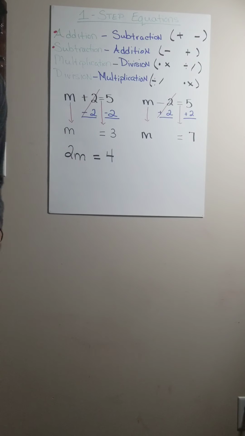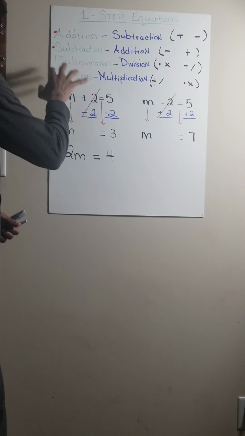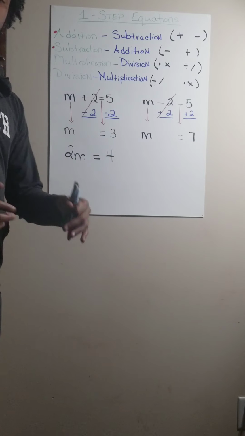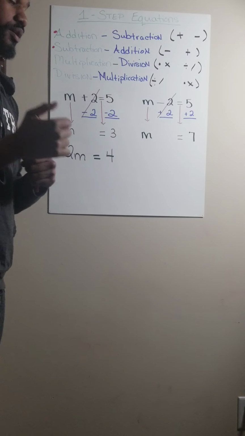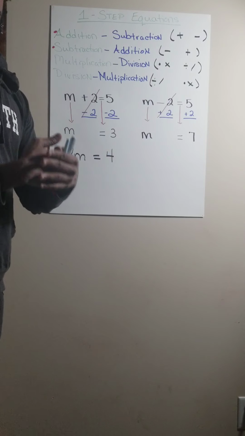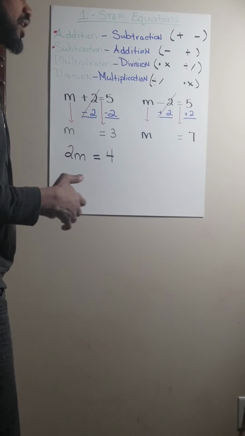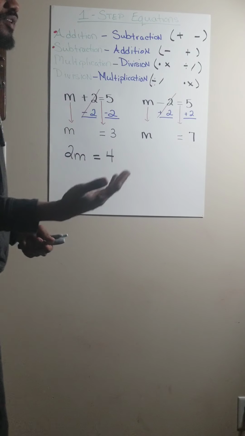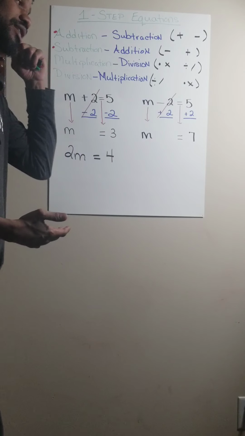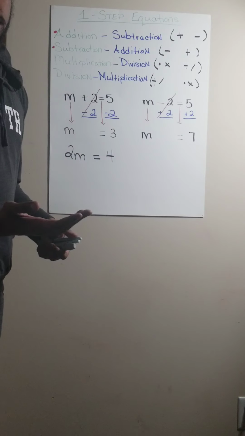2m equals 4. This is multiplication because it's 2 times m. Remember, if there's a number and a variable next to each other, they're going to be multiplied. So 2m equals 4. 2 times what number will give us 4? I know it's pretty straightforward, and we can do that off the top of our heads, but we want to know the steps of how to get it.